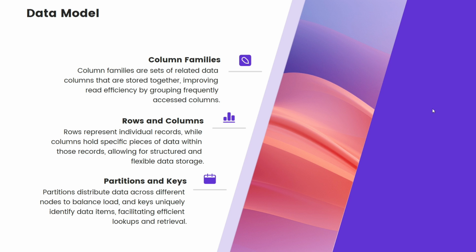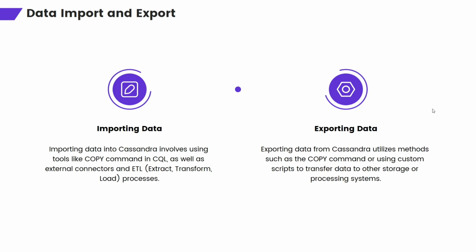The next thing is how data is imported into Cassandra and transported to other storage devices. For importing data, we can use the COPY command in CQL. CQL is the Cassandra Query Language; it has its own separate query language. We can use the COPY command as well as external connectors, like extract, transform, and load processes. For exporting data, we can use the same COPY command, or some custom scripts to transfer it to other storage devices.